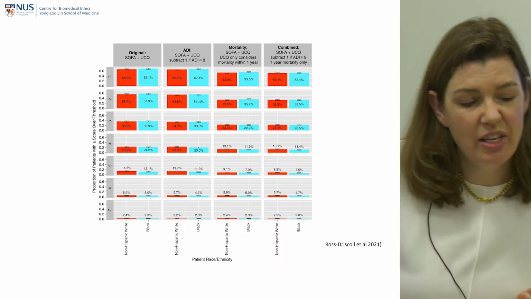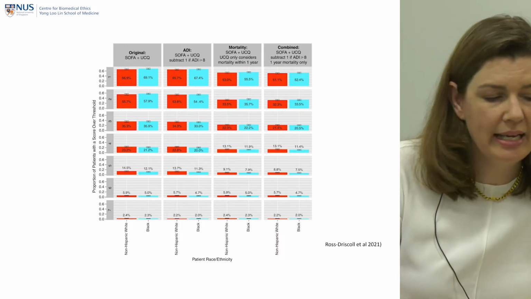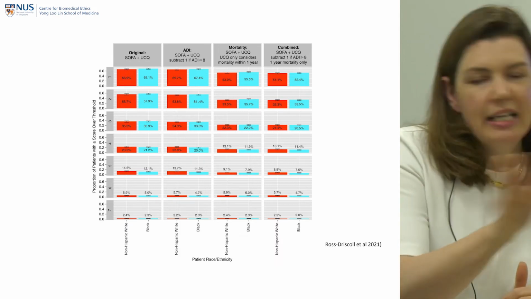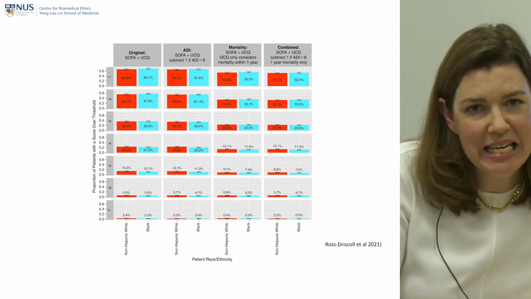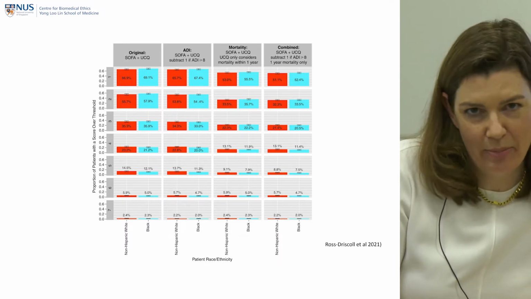And what you can see here is that when they use the data, this is a reasonably small study. It's 4 hospitals in Atlanta, 3,000 patients. None of these different models really had any impact on access to ICU for white and Black patients.